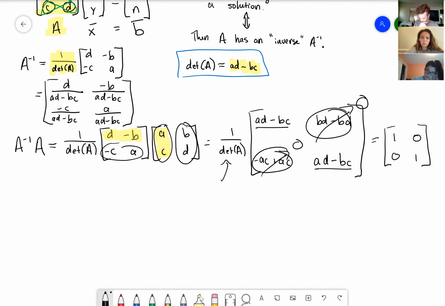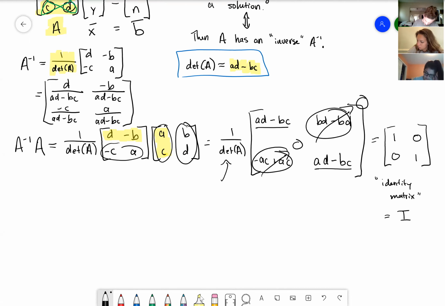And this might be familiar to you, but if it's not, we call this thing the identity matrix. And there's a good reason why we call this the identity matrix. The symbol we use for this is I. We're going to say this is equal to I. So this is the 2 by 2 identity matrix.